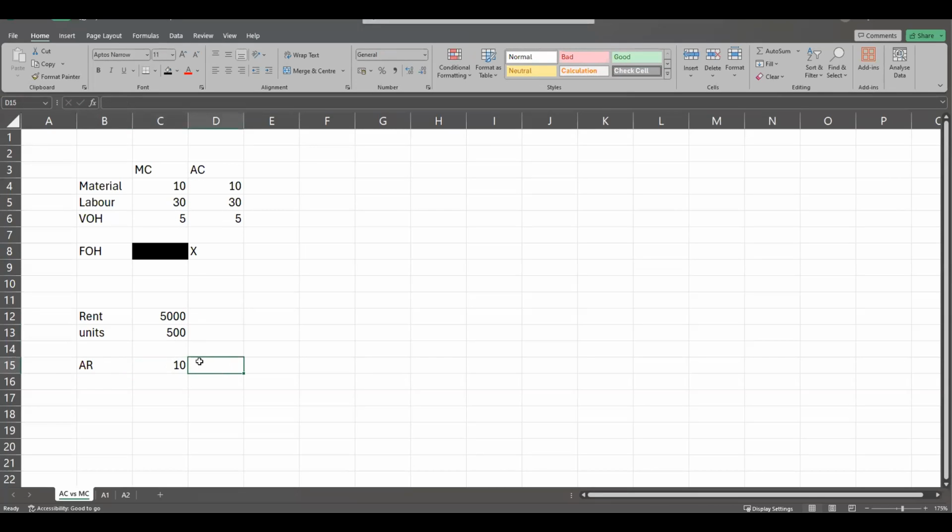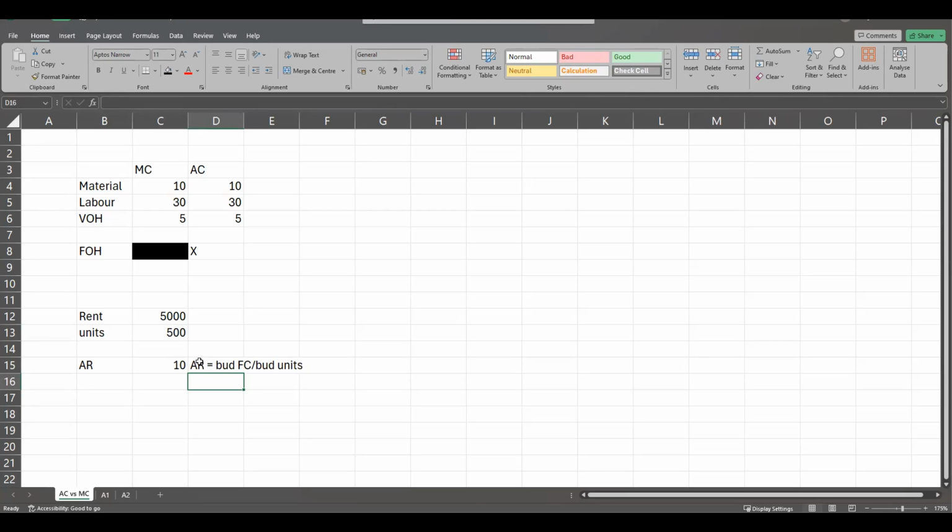And again, just to reiterate, the absorption rate is your budgeted fixed cost divided by, in this example, the budgeted units. And if you reflect on it, a very simplistic way of taking a fixed cost and allocating it to a per unit cost is to say, okay, my rent cost is 5,000. I'm expecting to make 500 units in the next period. So therefore I will allocate £10 per unit. Now, like I said, there is a whole range of different ways of absorbing your fixed overheads.